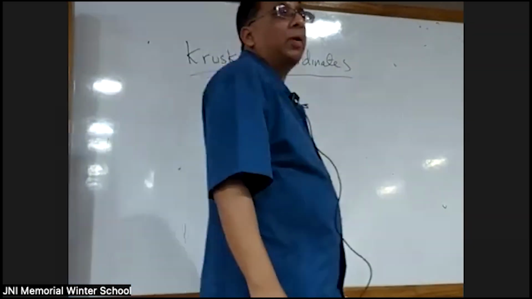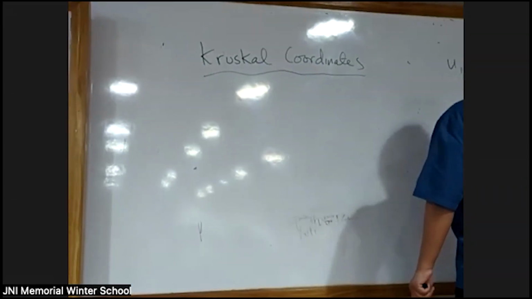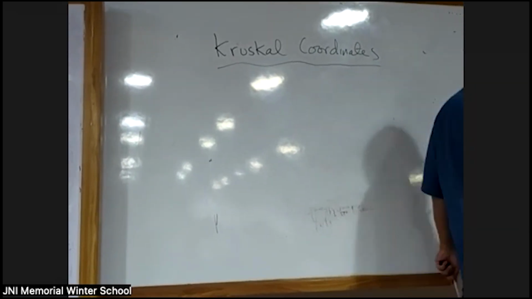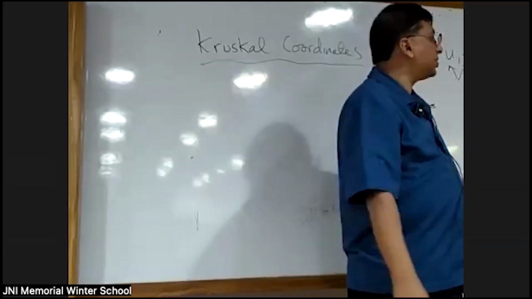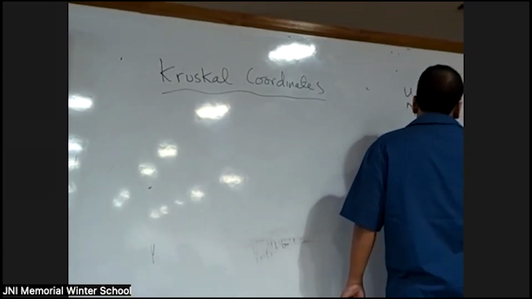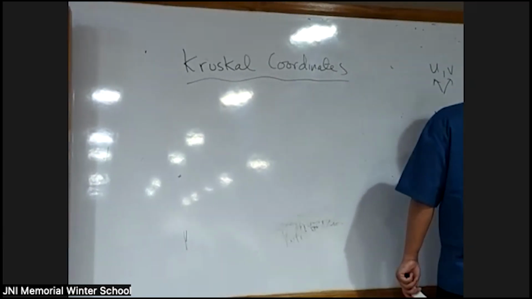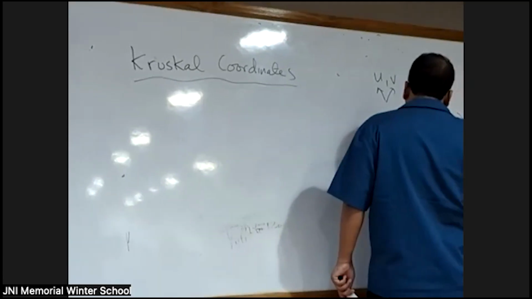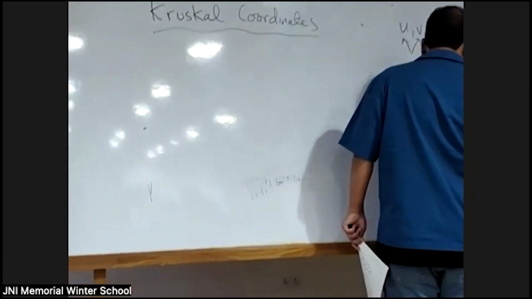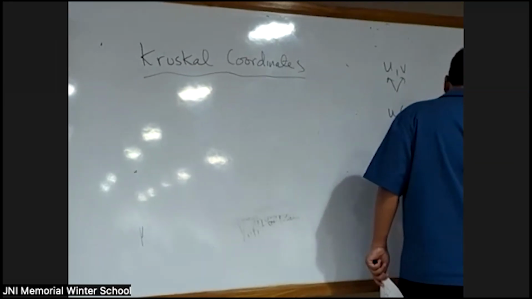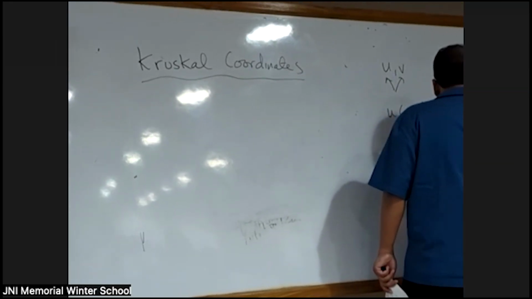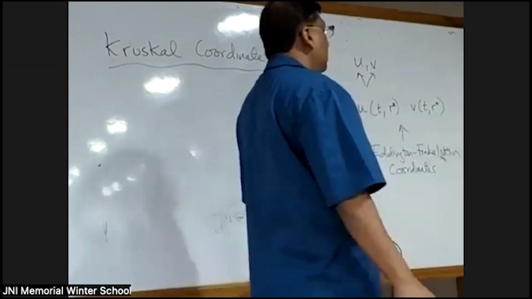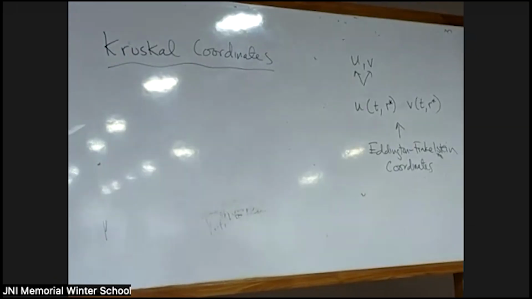Oh, actually, I forgot to say one other thing. These UV coordinates, where U and V are defined in terms of T and R star. So when U is a function of T and R star, and V is a function of T and R star, these are called Eddington-Finkelstein coordinates, I think.